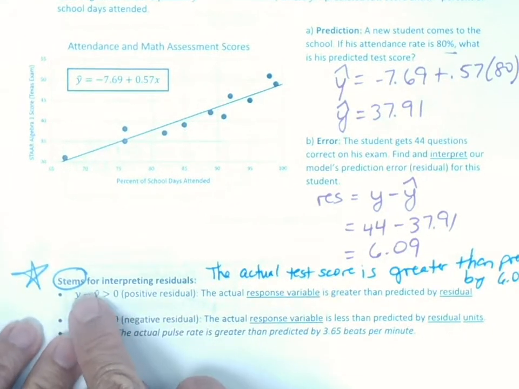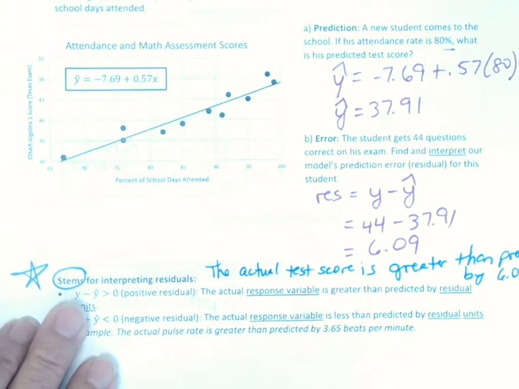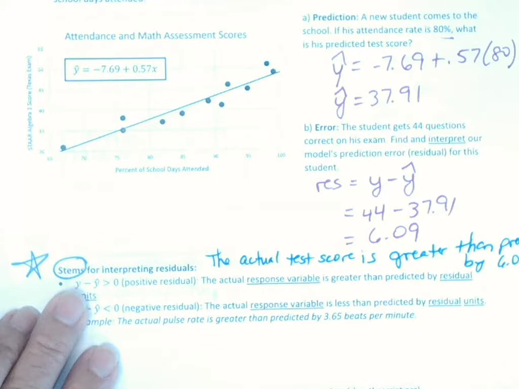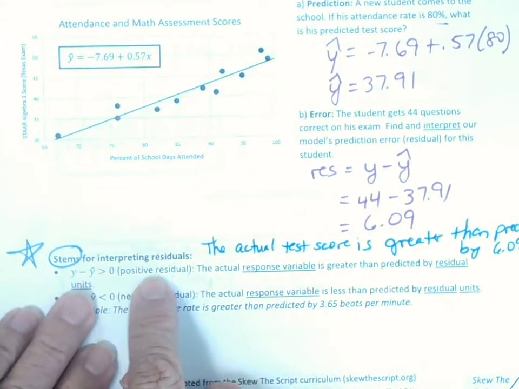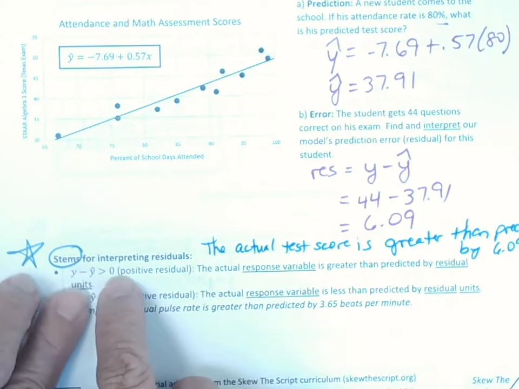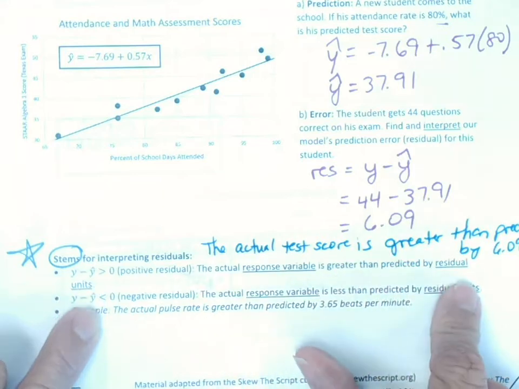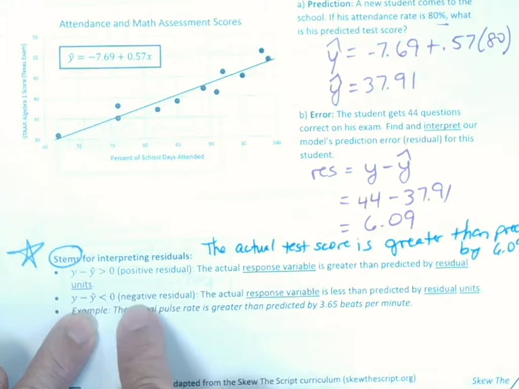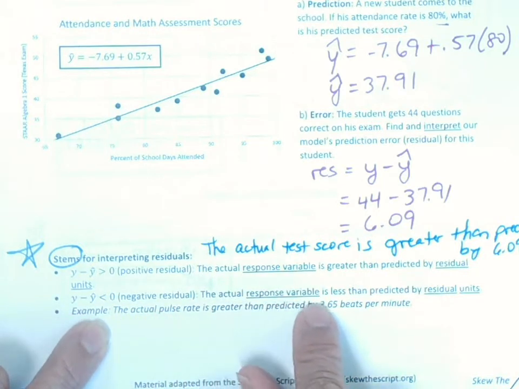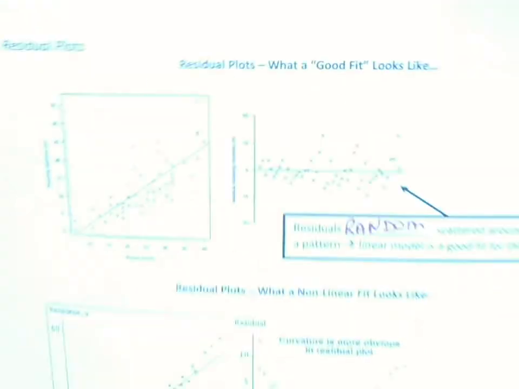And notice we have this thing here, the STEM for interpreting residual. Anytime you see this in the notes where it says STEM, this is going to be the format of how we answer questions about interpreting residuals. So if our residual is positive, that means that the actual response variable is greater than the predicted by the residual amount. If the residual is negative, it means that the actual response variable is less than predicted by whatever the residual amount is. Okay, so that's just an example there.